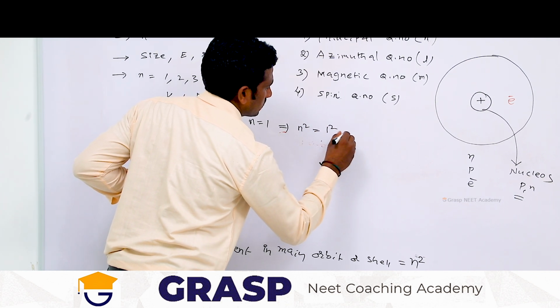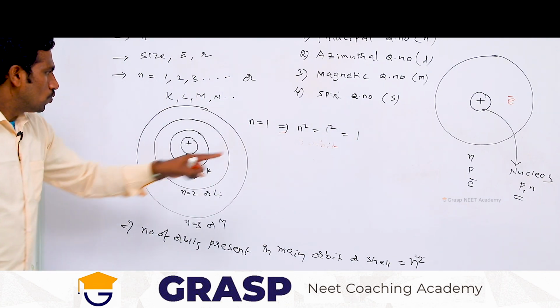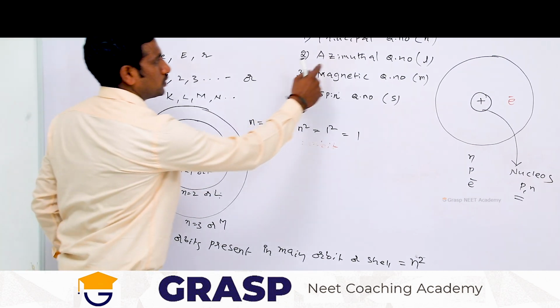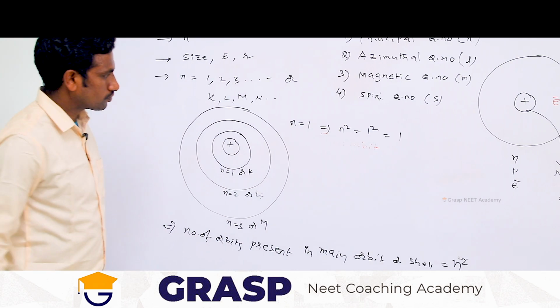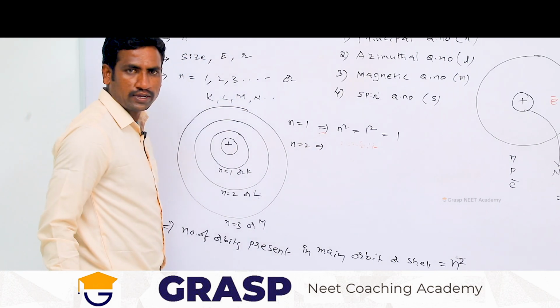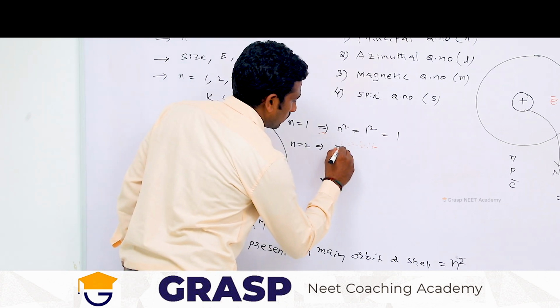Why? Because n square is equal to 1 square, which is 1. Only one orbital is present. What orbital is present, I will explain in the azimuthal quantum number.